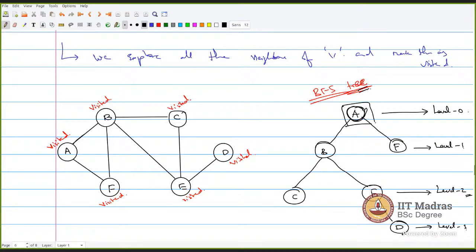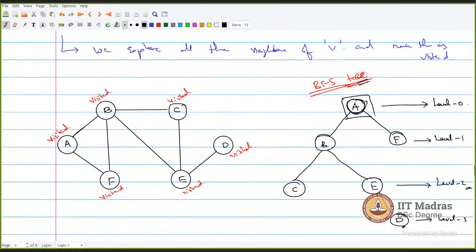And finally to D, it takes 3 edges, minimum 3 edges from A to reach D. So this is the advantage of BFS tree. From a BFS tree, you can actually find the shortest paths from the root vertex to every other vertex.